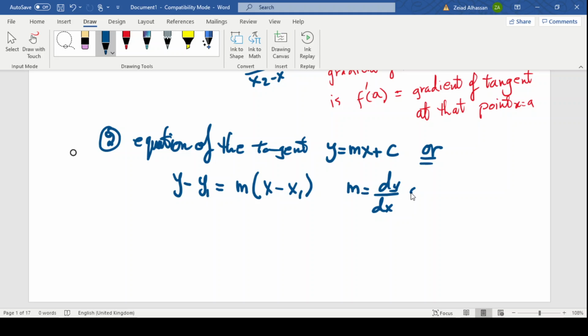Okay, before going to number 3, as you know, if we have two parallel lines, their gradients are equal to each other, m1 equals m2. And if we have two perpendicular lines, their gradients m1 times m2 is equal to -1. Okay, now those two are very useful in finding the equation of the tangent and the equation of something called the normal. Okay, so let's see over here.